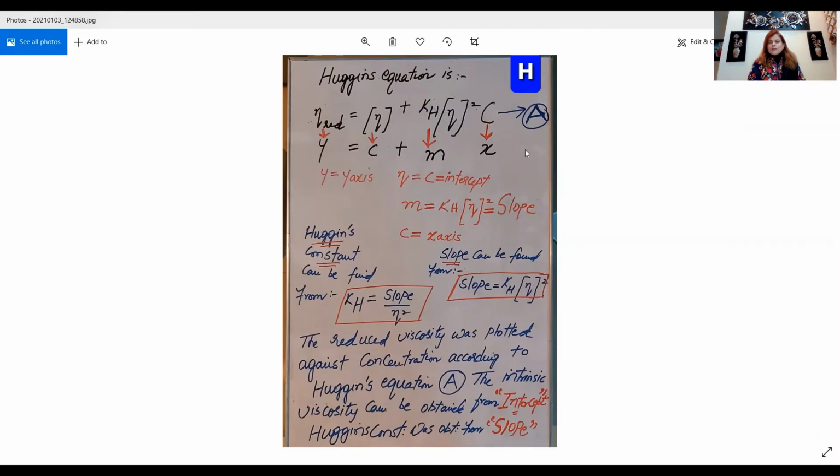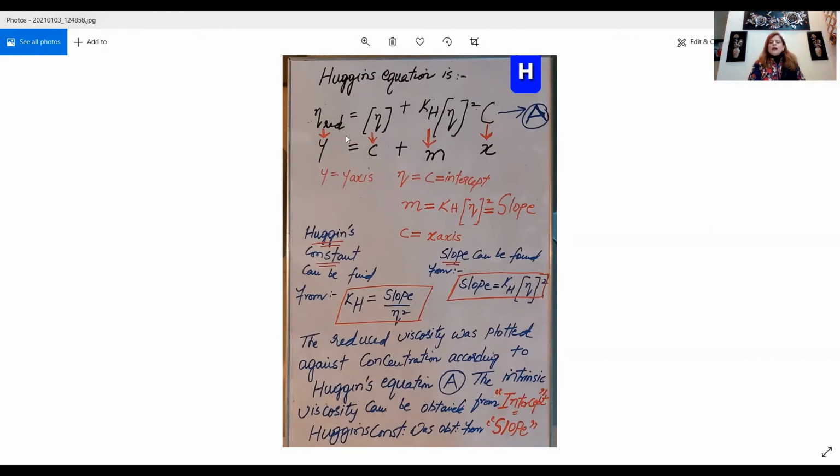So this is a graph between the y and x axes. I've written the y-axis here also. So now eta is the intercept, that is this one, and m is kH eta squared, which is this one. This is the slope, and c is the x-axis, of course.